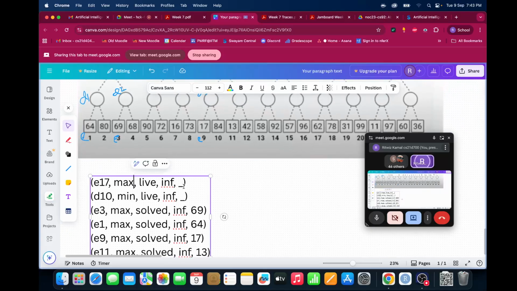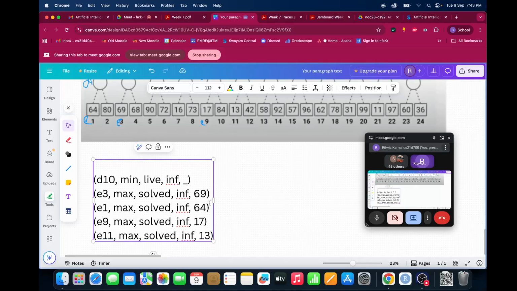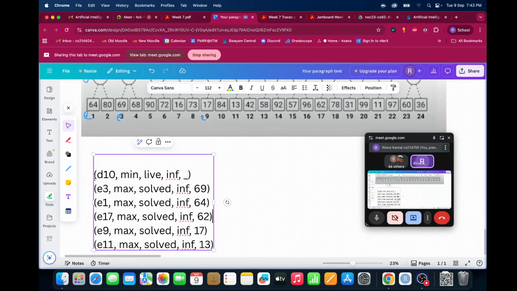E17, which is a max node, live and infinity bound, value unknown. E17 will return a value of 62. Yes. It goes in between E3 and E1. Yes, that is correct.